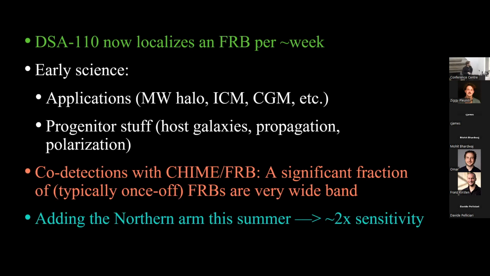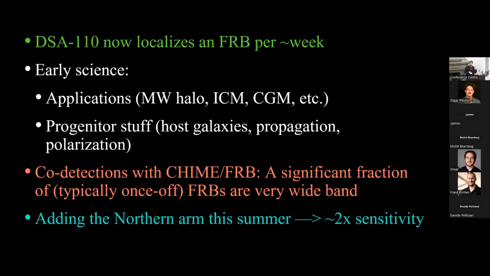Okay, so to summarize, we find about 1 FRB per week when we're actually on sky and observing. We have just under 40 FRB localizations at this point. Early science includes a number of applications: the ICM, the Milky Way's CGM, intervening CGM science, which I didn't talk about today. And then the progenitor science, the bread and butter of the FRB community: host galaxies, propagation effects, polarization, all these sorts of things. Co-detections with CHIME FRB are common. I think that's really exciting. I think we'll learn a whole bunch about propagation and the emission mechanism.